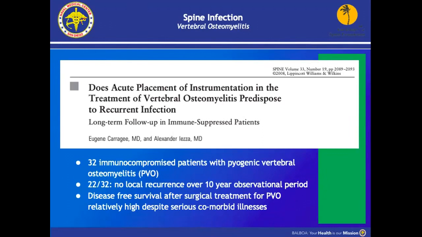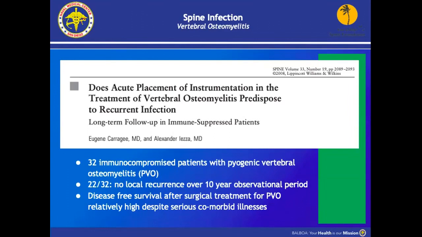And their indication was not well specified in the paper. I think that was an argument against this paper, but they just mentioned that it was for definitive gross instability in the setting of active infection. So this was useful in answering my question. They were followed longitudinally for 10 years, primary endpoint being recurrence of local infection. And they found that 69% of patients had no recurrence over 4 years.